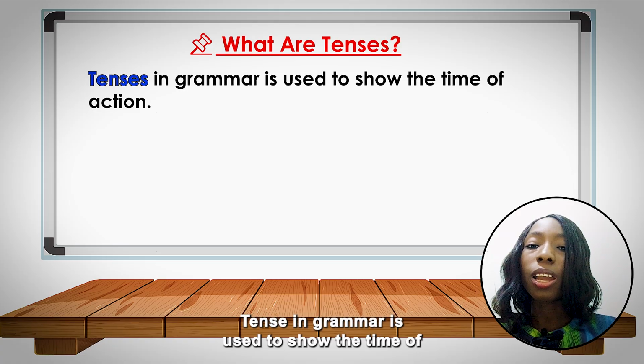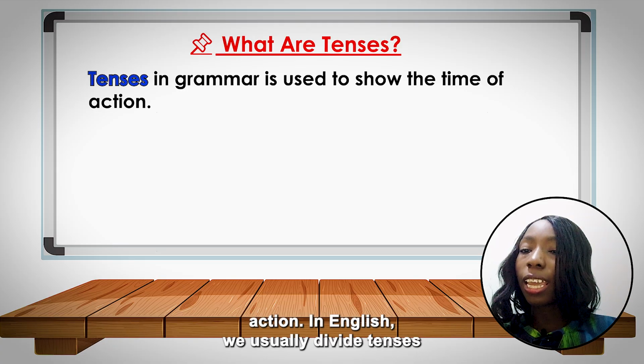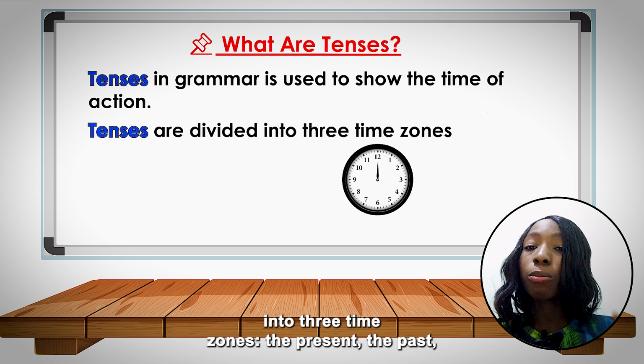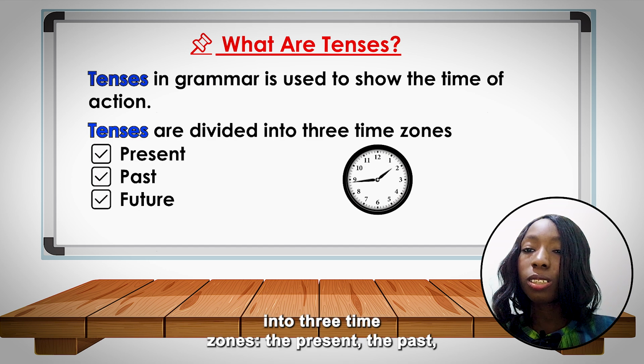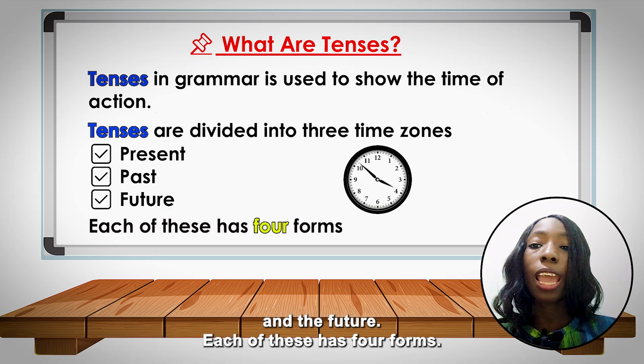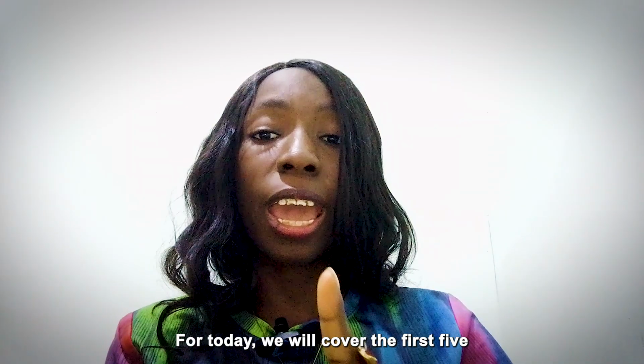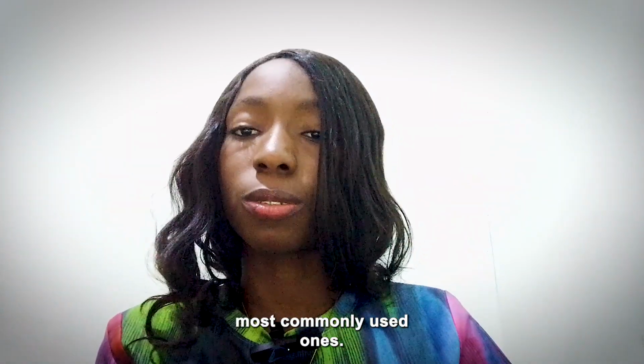Tense in grammar is used to show the time of action. In English, we usually divide tenses into 3 time zones: the present, the past, and the future. Each of these has 4 forms. But today, we will cover the first 5 most commonly used ones.